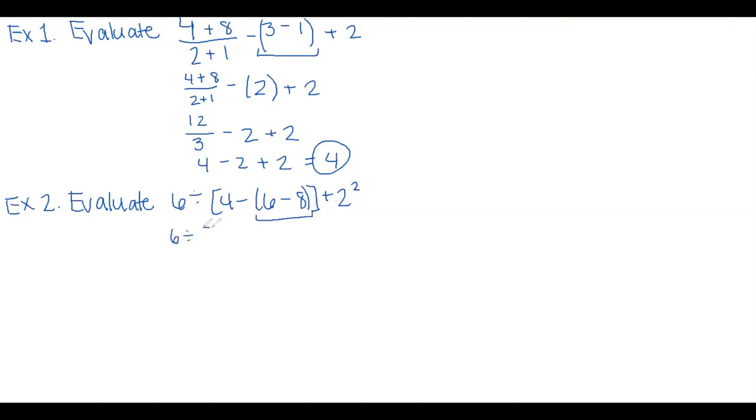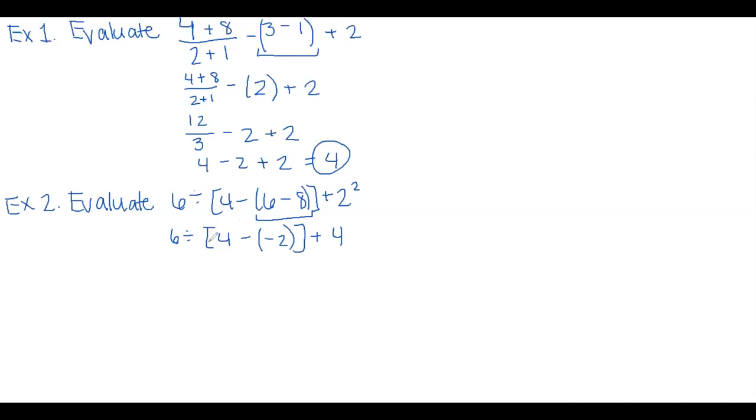So we're just going to rewrite everything. The parentheses, we've got 6 minus 8, so that's negative 2. We're going to keep brackets around that. And here we have an exponent that we need to do. So 2 squared is 4. All right.